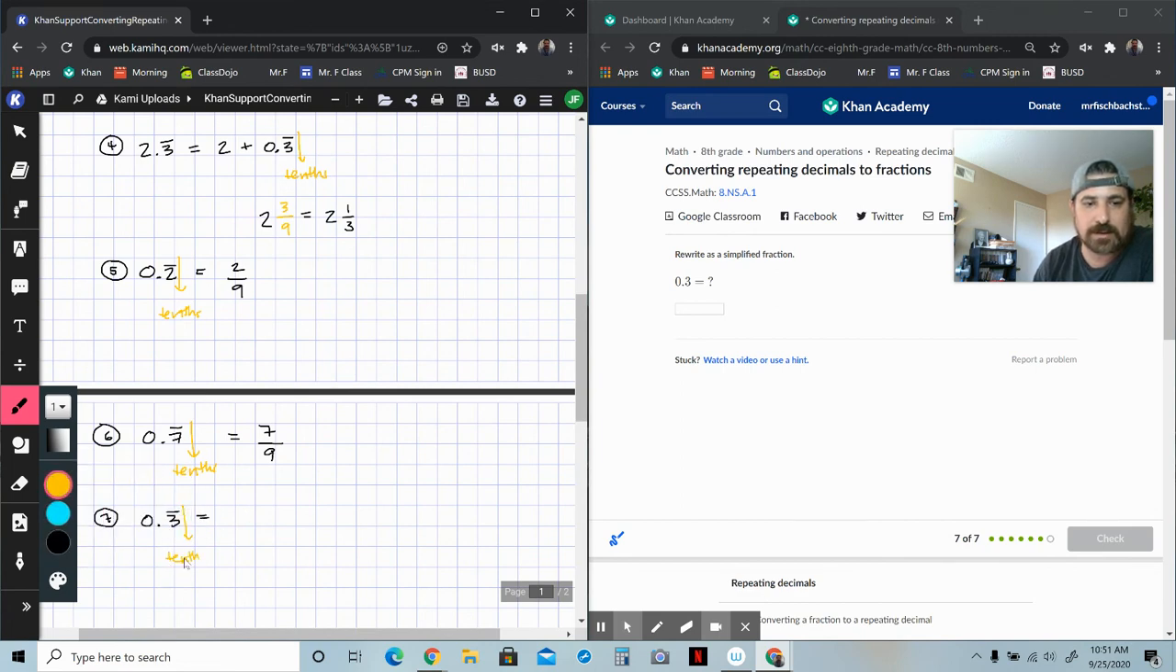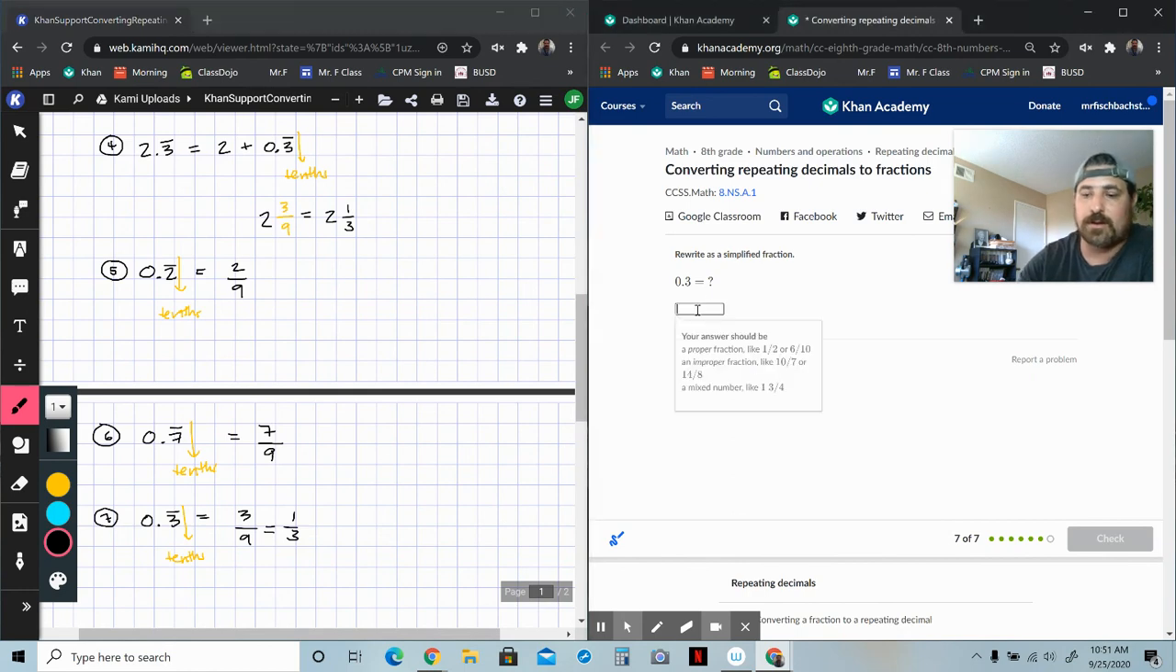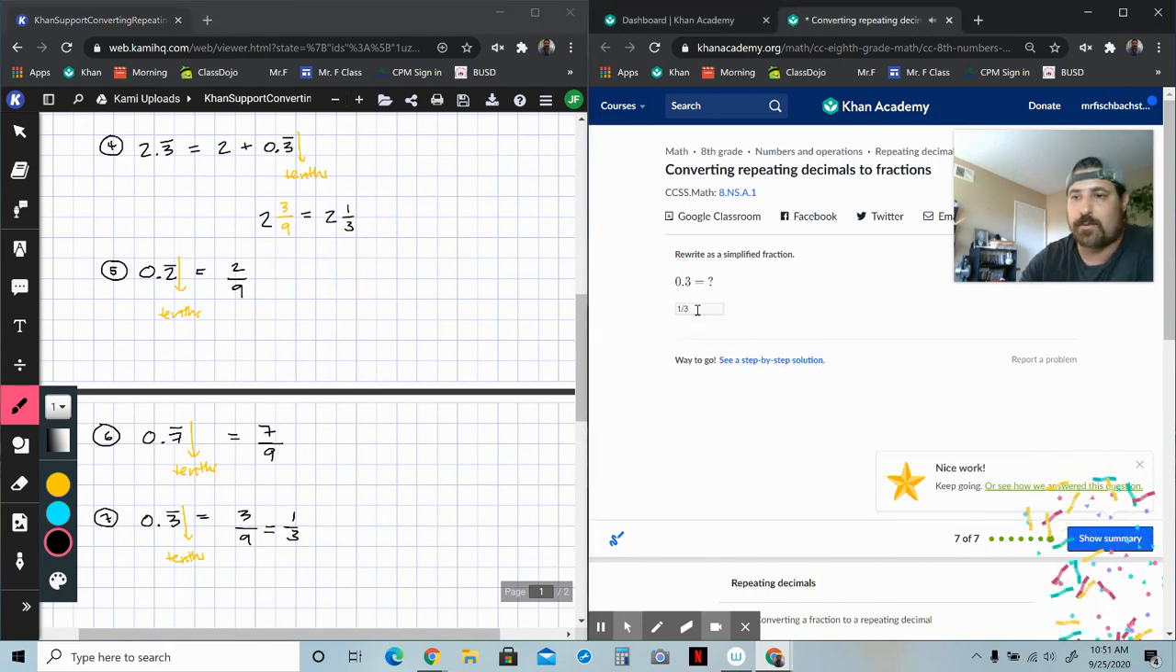The tenths place. And then we can say that this is the same as 3 on top and 9 on bottom because remember, whatever place value that ends in, one less than that is going to be your denominator. And so then you divide top and bottom by 3 and you get 1/3. So your answer here should be 1/3, and now you've done all the problems.